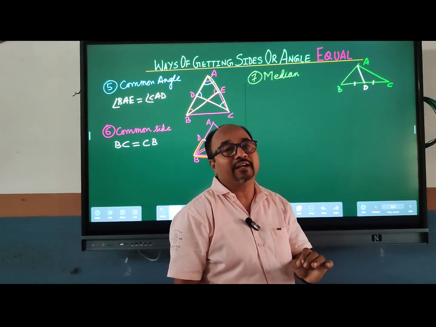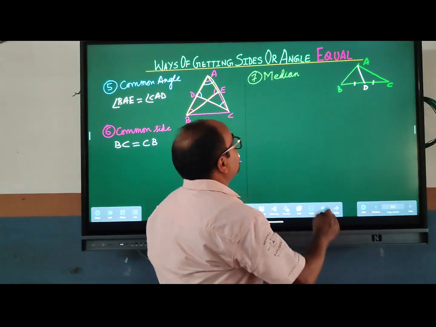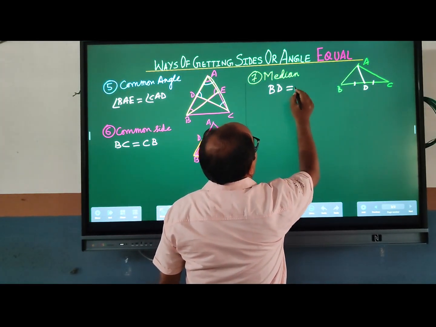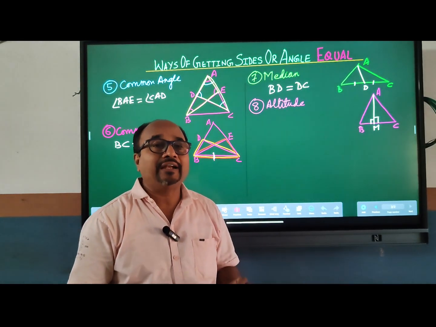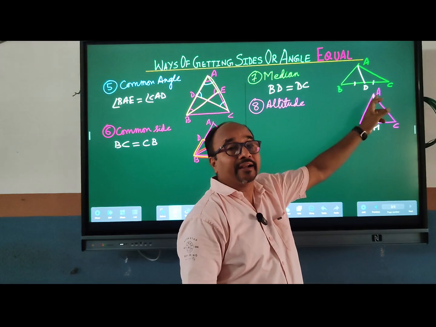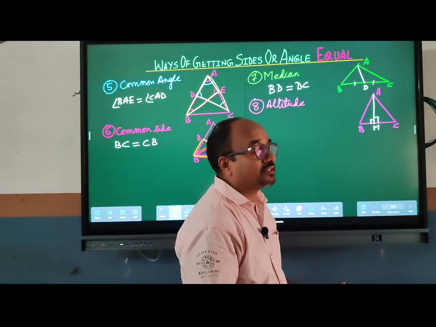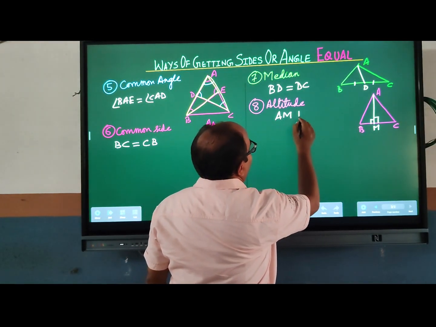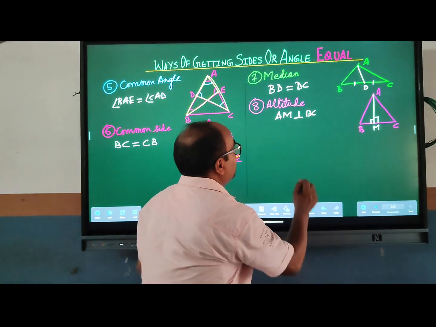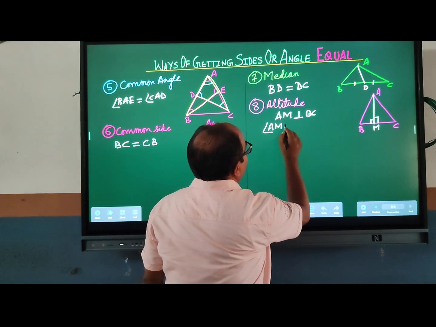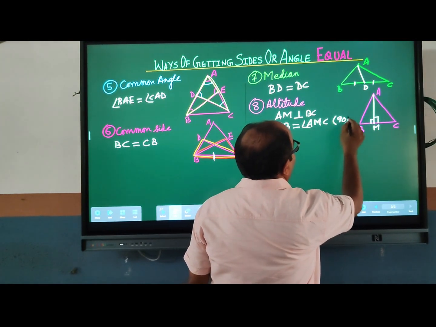So the moment you get a median given in the question, the side where it is going and touching will be divided into two equal parts. So we write BD equals DC. Next we come to the altitude of a triangle. Altitude is a line drawn from the vertex and it is drawn perpendicular on the opposite side. So here EN is perpendicular to BC. So whenever altitude is there, it is EN perpendicular to BC. As a result, the two angles we will get are 90 degrees and so we get two angles equal. That is angle ANB is equal to angle ANC and they are both 90 degrees.